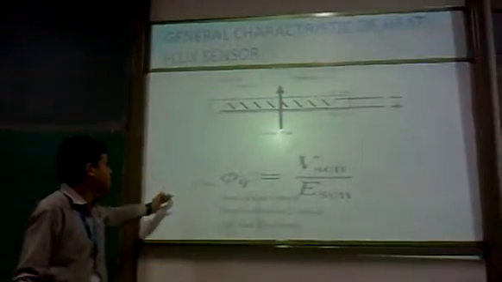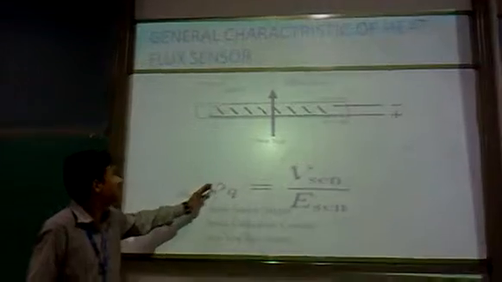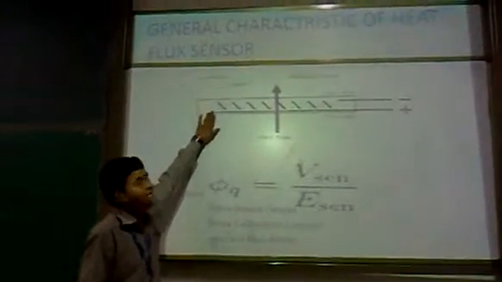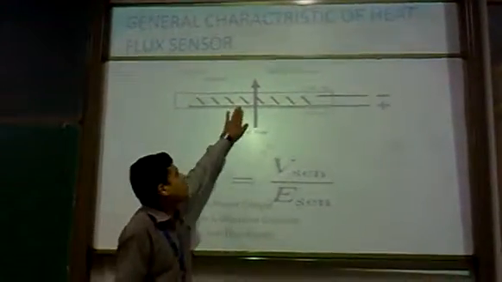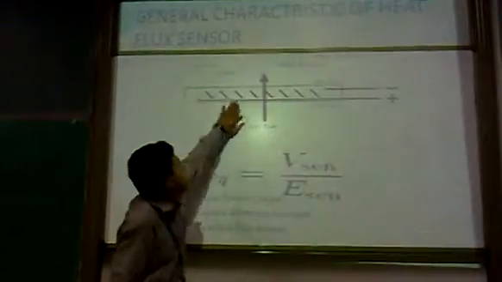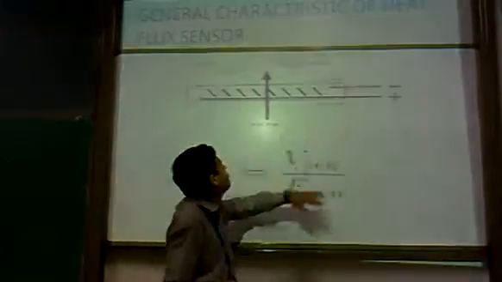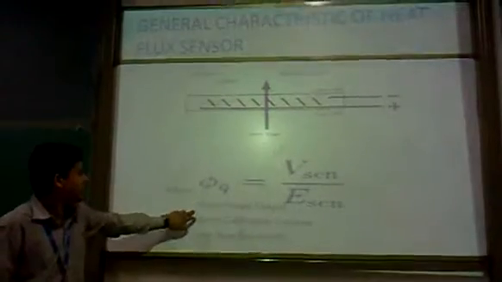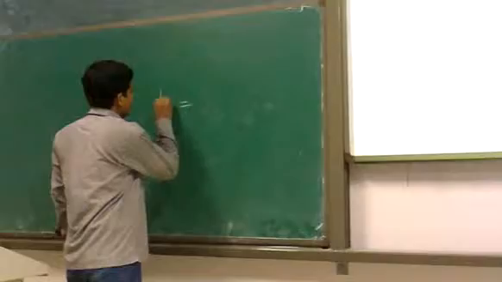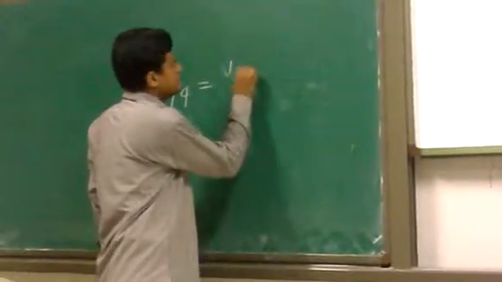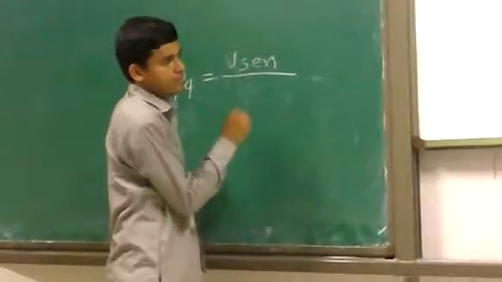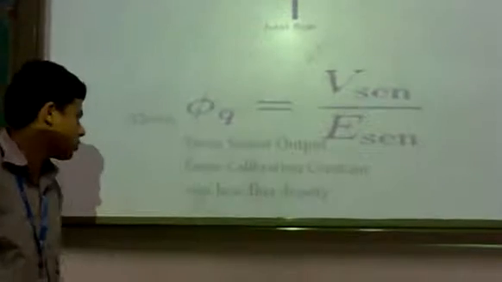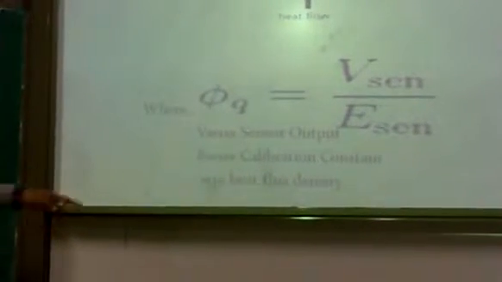Characteristic of heat flux sensor. For the heat flux density, first of all, consider this figure where heat flow occurs in a metal having a cold side and a hot side. For heat flux density, we have the formula phi q is equal to V sen upon E sen, where V sen is the sensor output and E sen is the calibration constant. Phi q is the heat flux density.